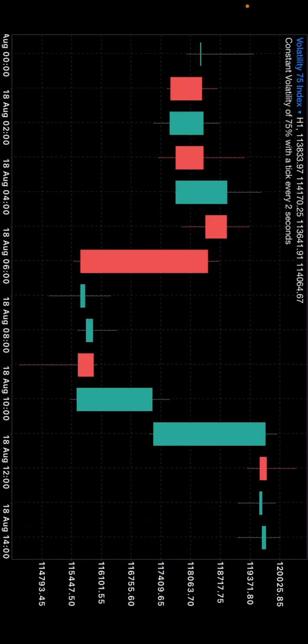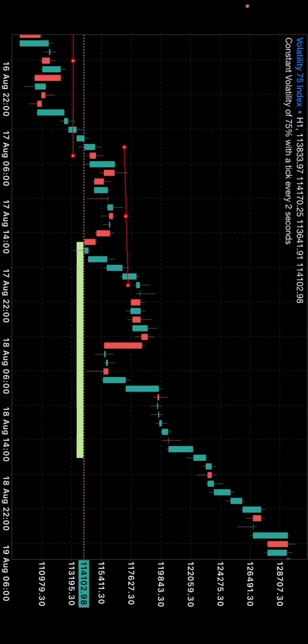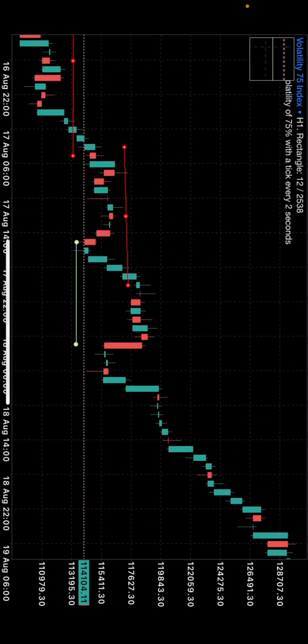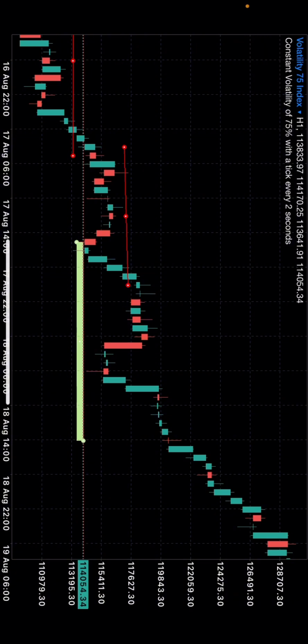So I waited for the market to come and fill in my demand zone here. Remember our criteria: it must have a break of structure to the upside or to the downside. But I'm trading demand, so I'll be looking for a break of structure to the upside. Then it must come with a fair value gap. After the order block, there should be a fair value gap.